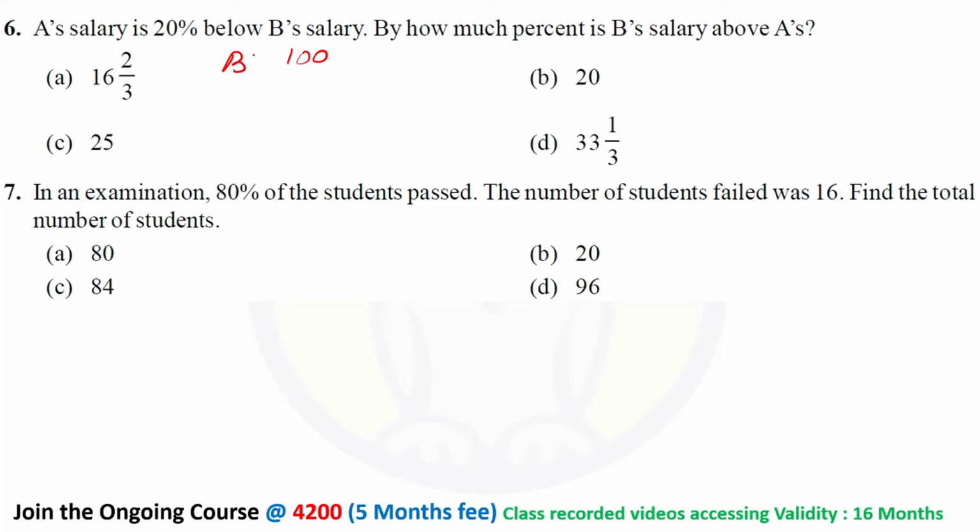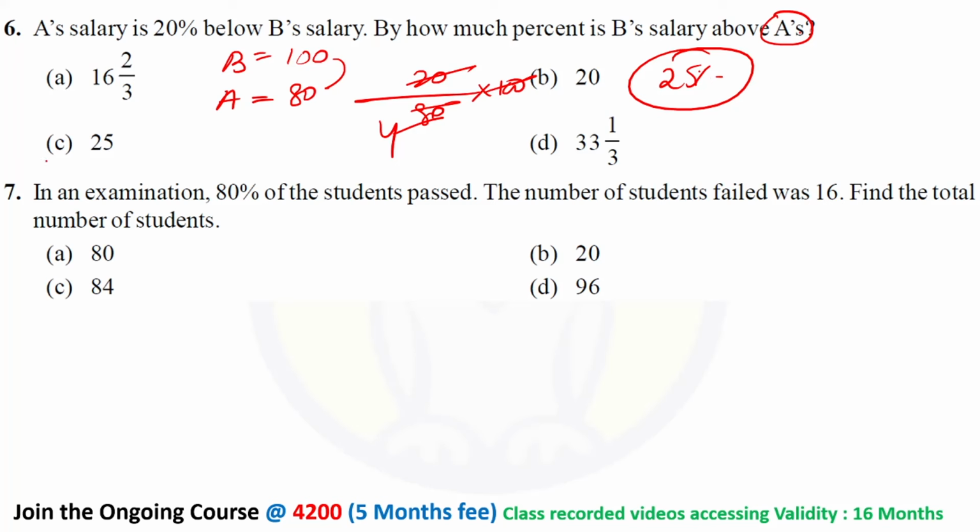So A's salary is 100 minus 20, that is 80. Now the question is by how much percent B's salary is above A. The difference is 100 minus 80, which is 20, and the reference value is A, which is 80. So 20 by 80, we can cancel to get 25%. So option C is correct answer.